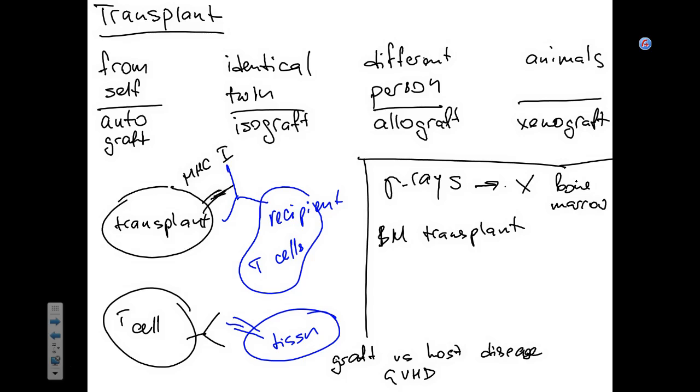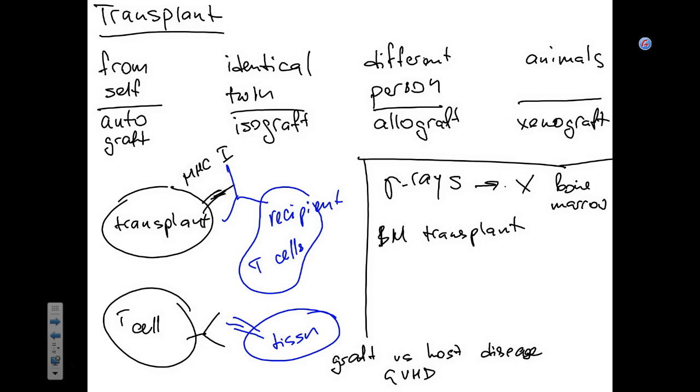Regarding transplants, know there are 4 different types. Know what the rejection is. Know what the graft versus host disease is. A few words about transplantation and associated abnormalities.